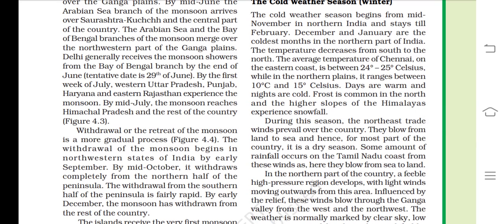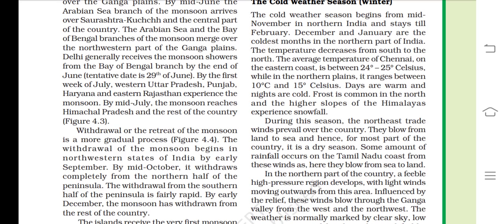Withdrawal or the retreat of the monsoon is a more gradual process. The withdrawal of the monsoon begins in the northwestern states of India by early September. Withdrawal of monsoon means, okay, what is the time of the monsoon being over, it is a gradual process. Okay, it begins in the northwestern states. It starts in the northwest side of India in early September.